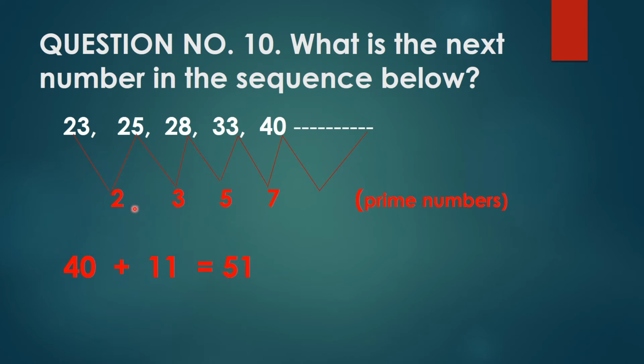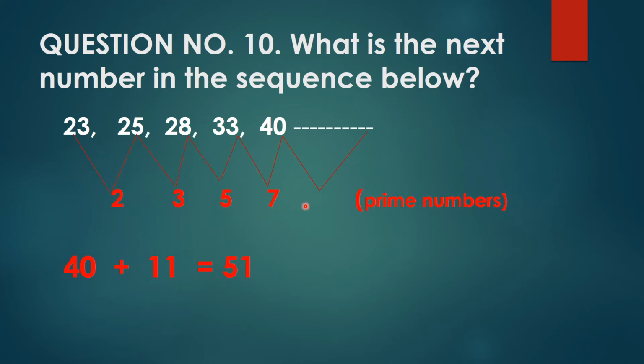Prime numbers start with 2. 1 is not a prime number. Then 3, then 5, then 7. So the question is, what is the next prime number after 7? Is it 9, or is it 11, or is it 13? The next prime number after 7 is 11 and not 9.